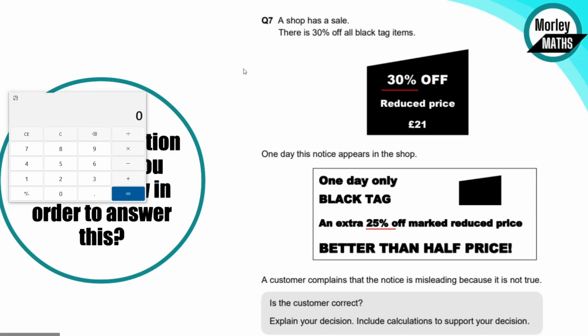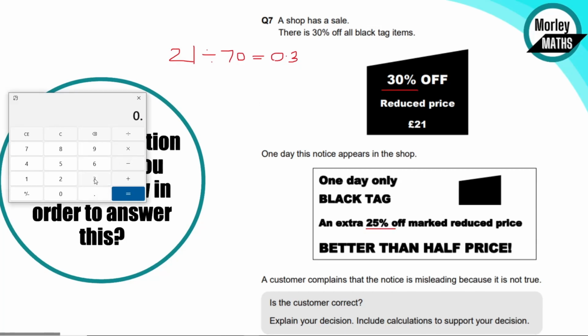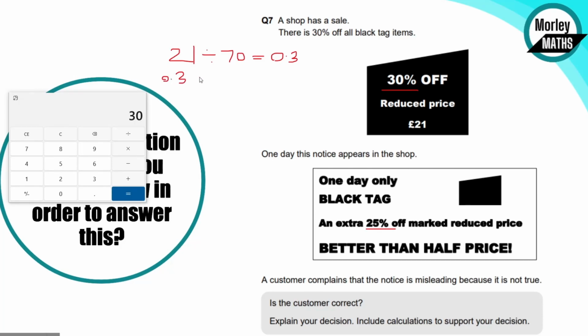So £21 is essentially 70% of the original price. So it's your full price with 30% off. So as a customer, you're paying 70%. So that would give you an answer of 0.3 pounds. So 30p is 1%. So 0.3 times 100 to turn it into the full price, to get it back up to that 100% value. So 0.3 times 100 will give you an answer of £30. So this item at full price was 30 quid.